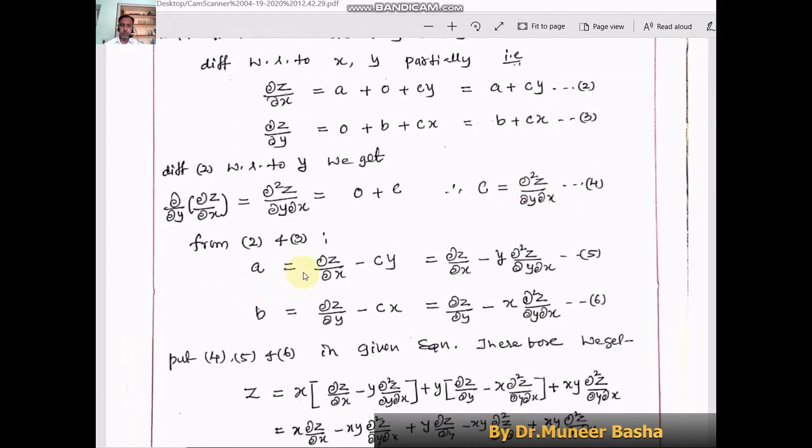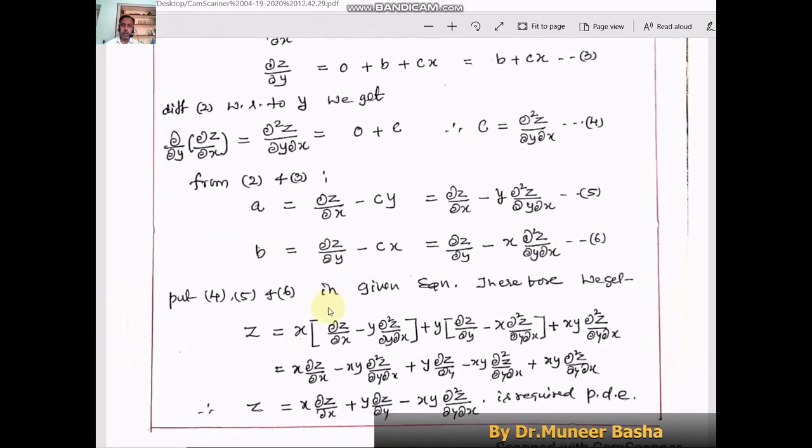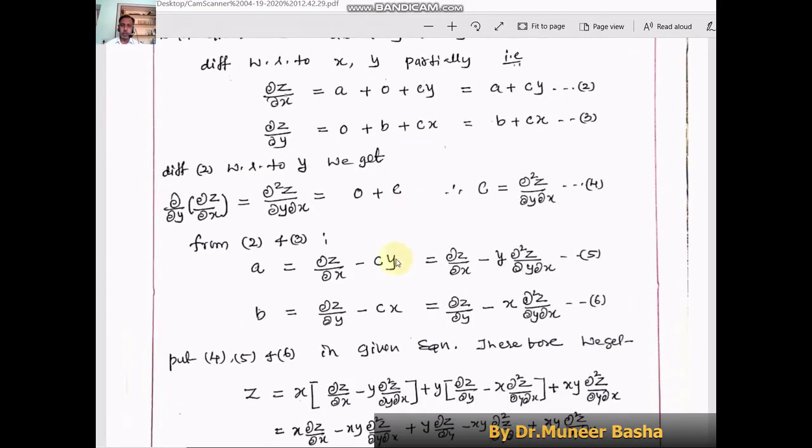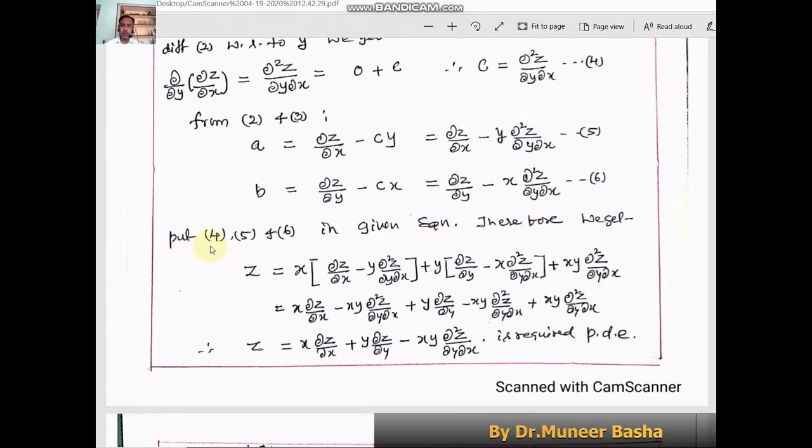So then equations 2 and 3 we can write as a is equal to dou z by dou x minus cy, that is dou z by dou x minus y into dou square z by dou y dou x. Similarly, b also we can write: b equals dou z by dou y minus x into dou square z by dou y dou x. So we got the a and b values, and we use the a, b, c values in the given relation. Then the given relation can be written by putting 4, 5, 6 in the given equation.